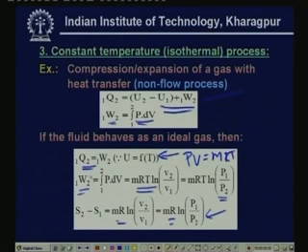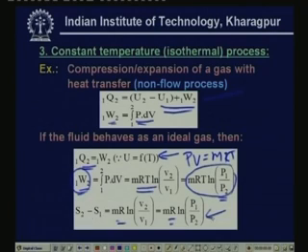For example, look at the work transfer equation. If the system is undergoing expansion, that means P1 is greater than P2, then this will be positive. And if it is expanding, the system is doing work, so 1W2 is positive. So that is in accordance with our sign convention. And if the system is undergoing compression, P1 will be less than P2, that means this will be negative, and 1W2 will be negative, that means you have to supply work to the system.